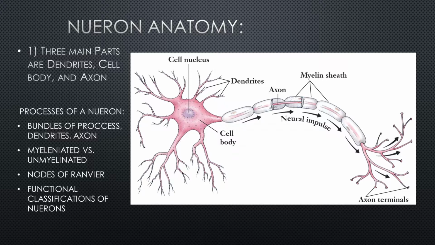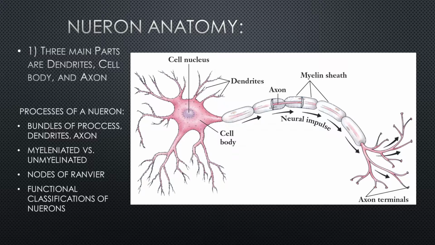Myelinated means the messages move faster, and unmyelinated means they will move slower. White matter is what makes up myelinated axons, and gray matter makes up unmyelinated neurons. Nodes of Ranvier are the spaces between Schwann cells and oligodendrocytes, and bipolar neurons only have two processes sticking out of the body. Multipolar neurons means there are three or more processes out of the cell body.